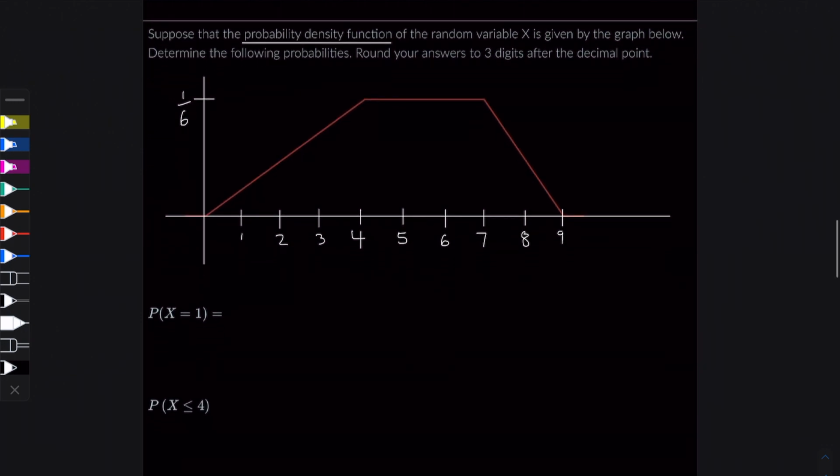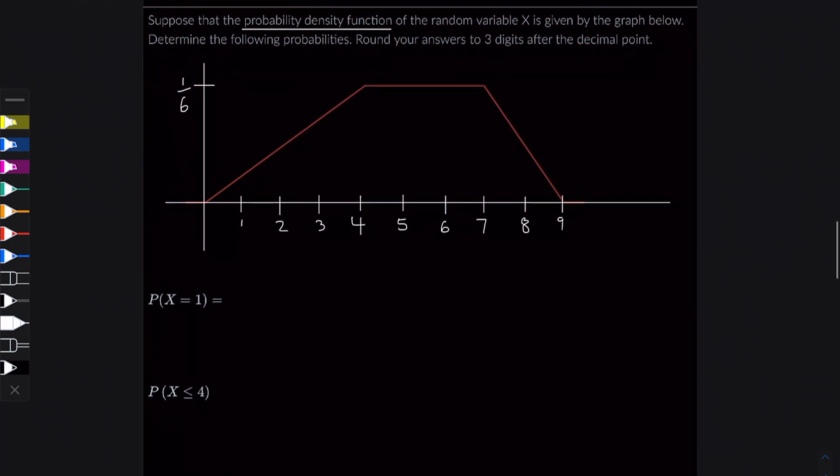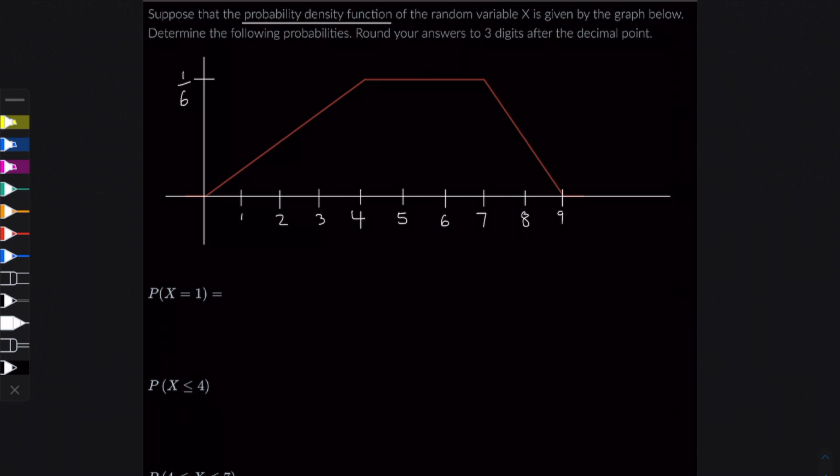All right, so for the next one, this is where we're working with a continuous variable. And so this graph here, when you're working with a continuous variable, your probability is your area under the curve. And right here it says this is a probability density function. And if you remember, we looked at a probability mass function a while ago, and that was for discrete variables, but this is a continuous variable, so it's called a probability density function. And it's given by this graph below, and so we need to determine these probabilities. So for the first one, it says probability that x equals 1.